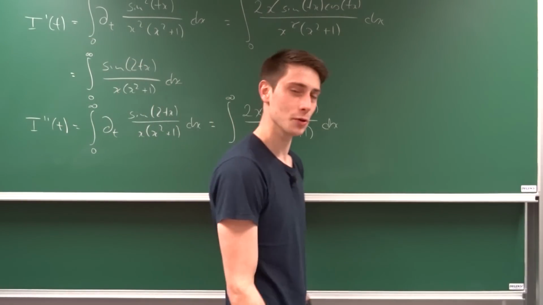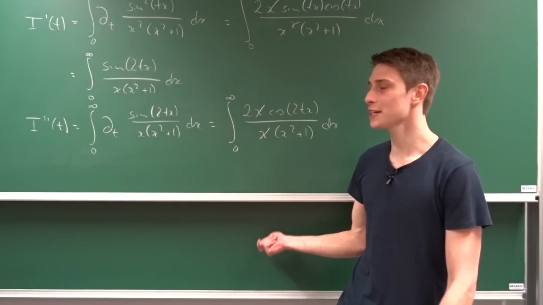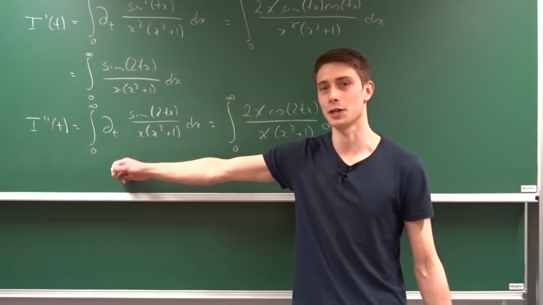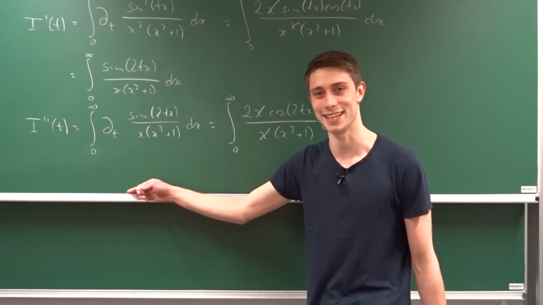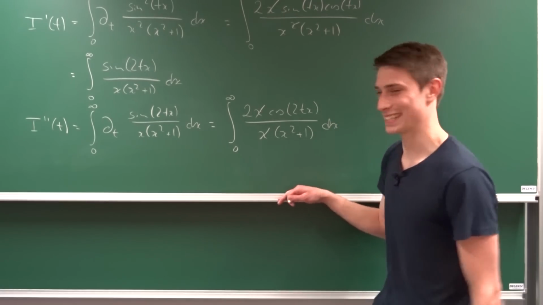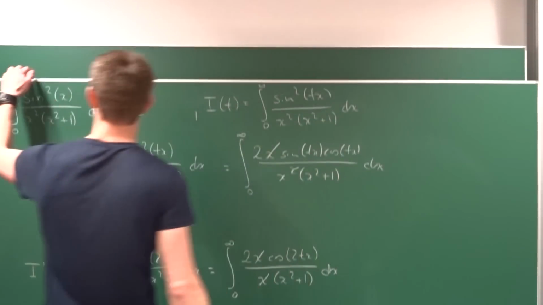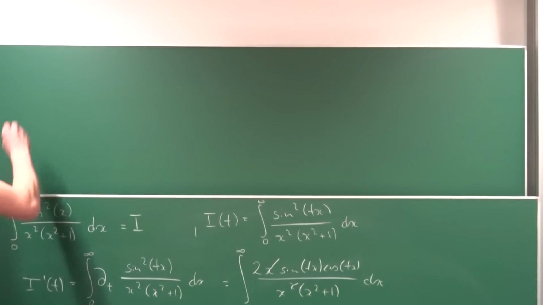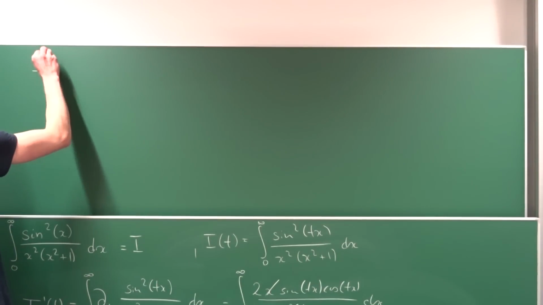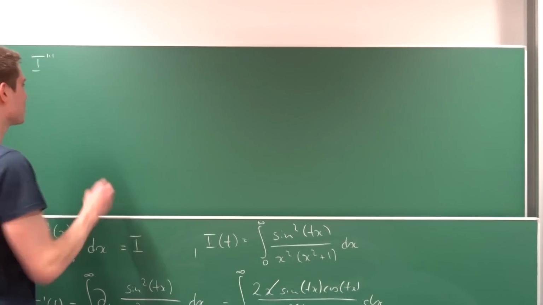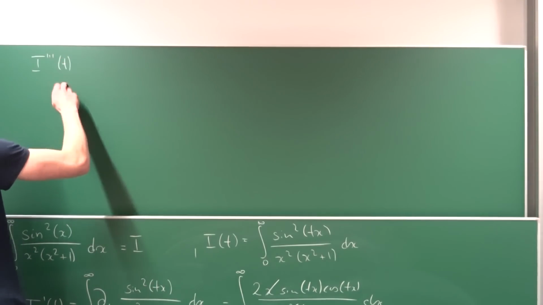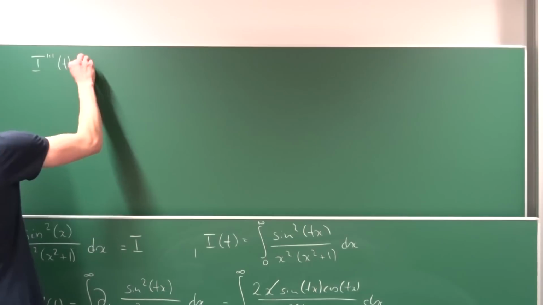And I'm not going to do the thing you might think I'm going to do. I'm not going to integrate this right here. We are going to differentiate it once again. It's getting exciting. We are doing something we've never done before. So let's differentiate I double prime in terms of t once again. So we are getting I triple prime in terms of t, the third derivative.